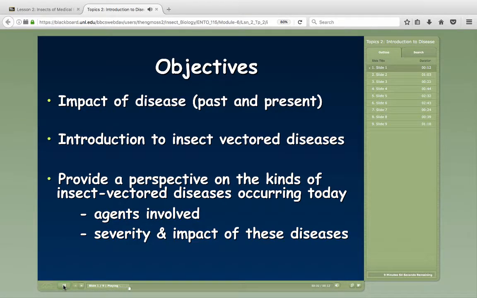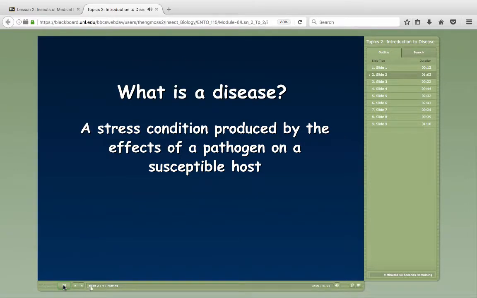Now that you have some background on the impact of diseases both in the past and in the present, now I'm going to give you an introduction to insect vector diseases. First of all, we need to actually define what is a disease. And this really depends upon the textbook that you refer to.